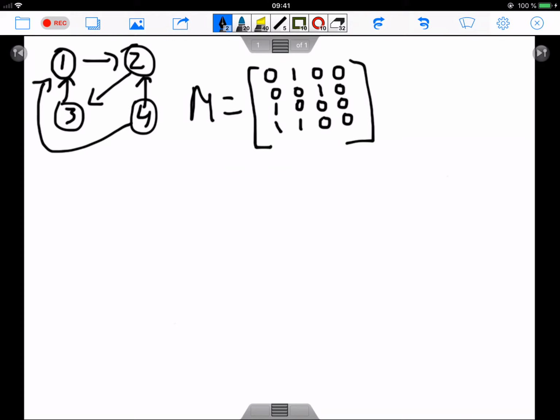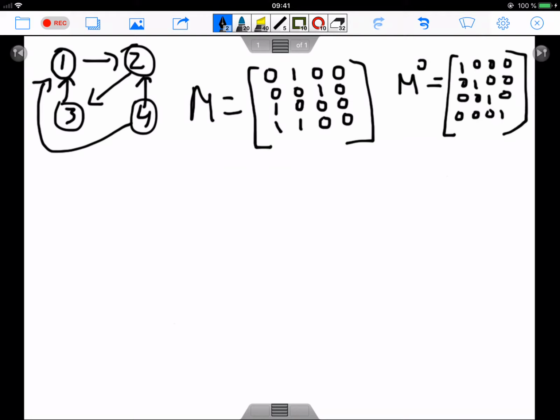We know that of course M to the power 0, which is the zero reachability matrix, is the identity matrix. So it's ones in the diagonal and zeros everywhere else. So this is the identity matrix, the zero reachability matrix. This is of course M1, the one reachability matrix.